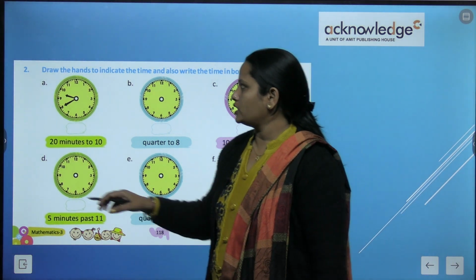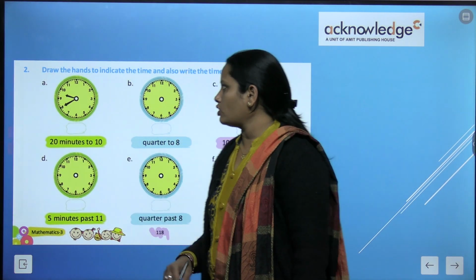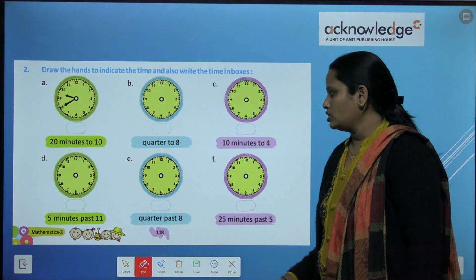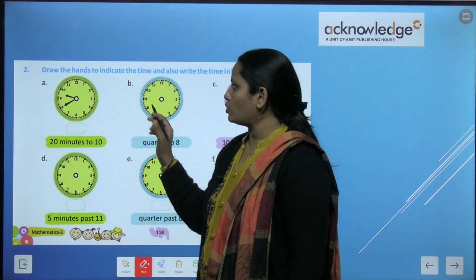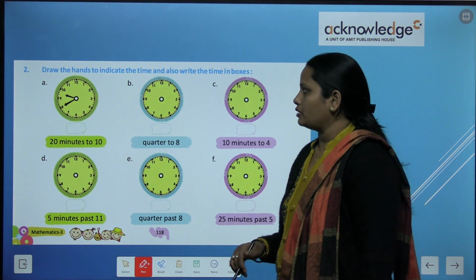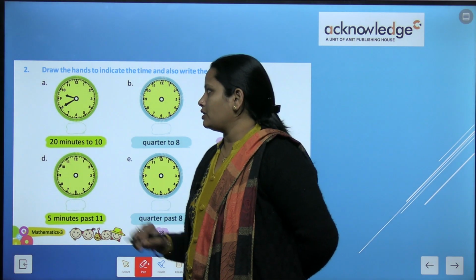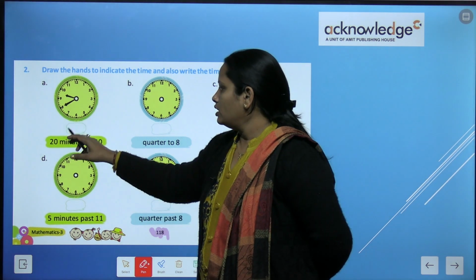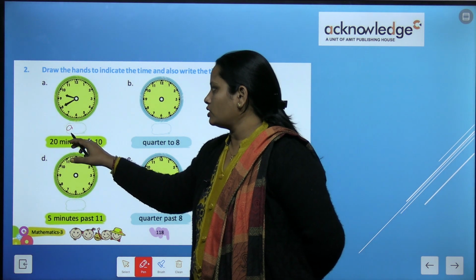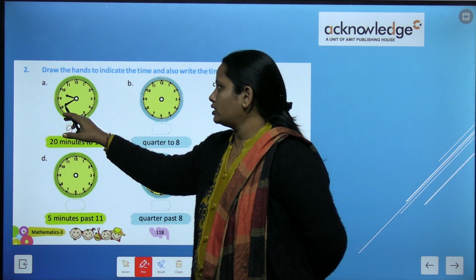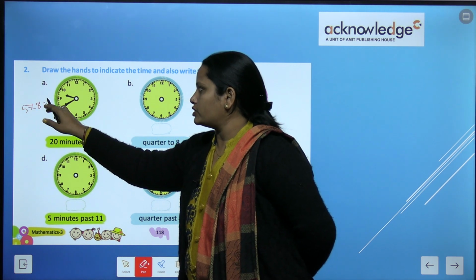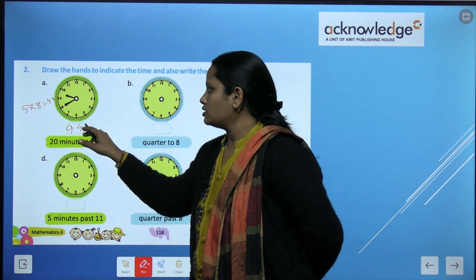Now here in question number 2, you have to draw the hands to indicate the time and also write the time in the box. तो हमें यहाँ पे क्या करना है? Hands को draw करना है here and indicate the time. क्या time हो रहा है वो भी बताना है. So first one में देखिए hand is already drawn. 20 minutes to 10 means आप इसे लिख सकते हो 9 और आप देख सकते हो कितना है 8. तो 5 multiply 8 which is 40. So it is 40.